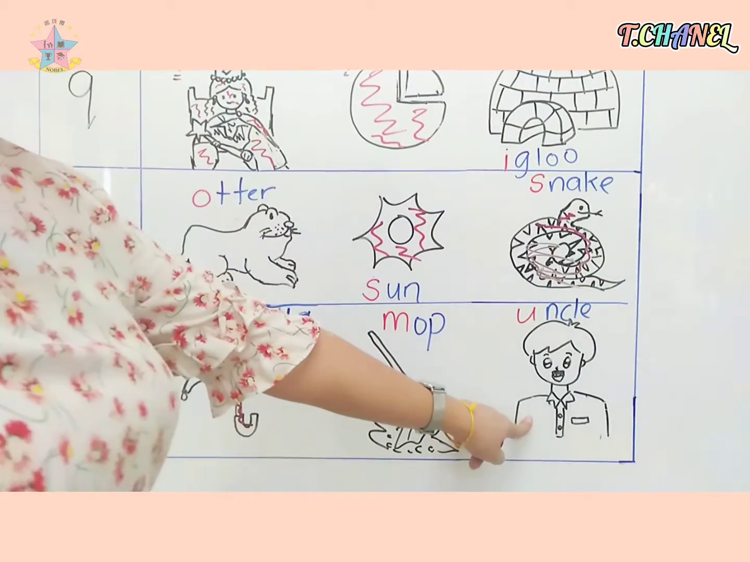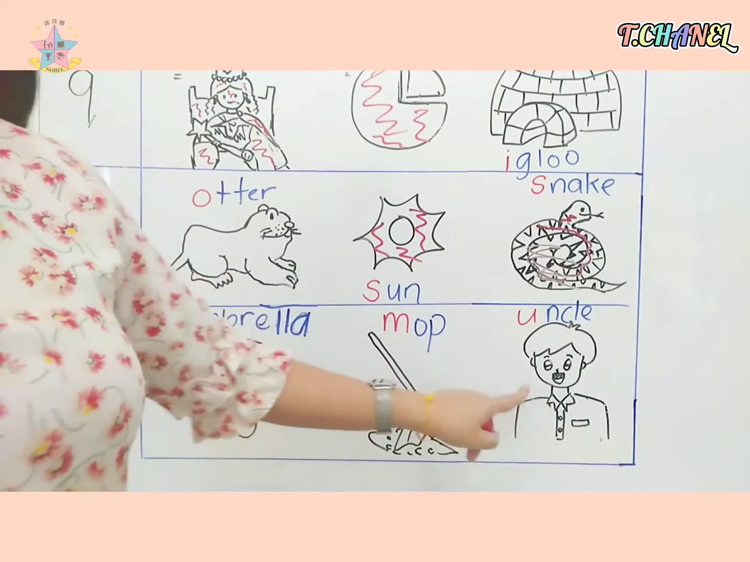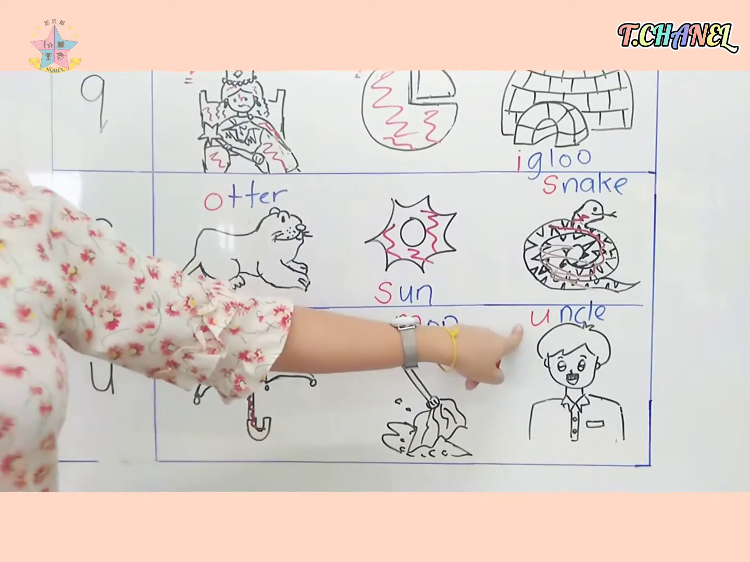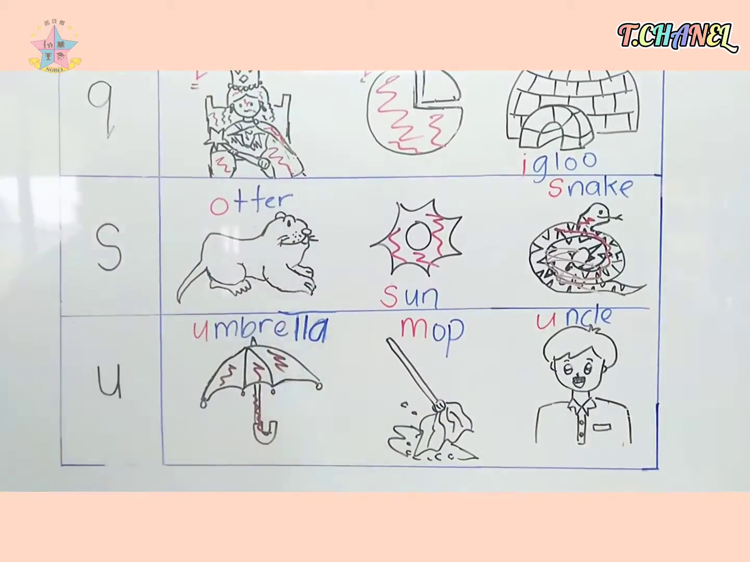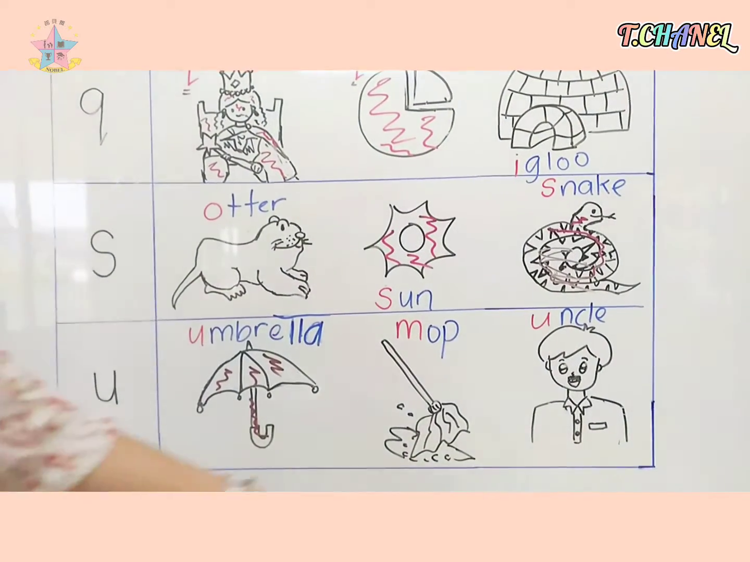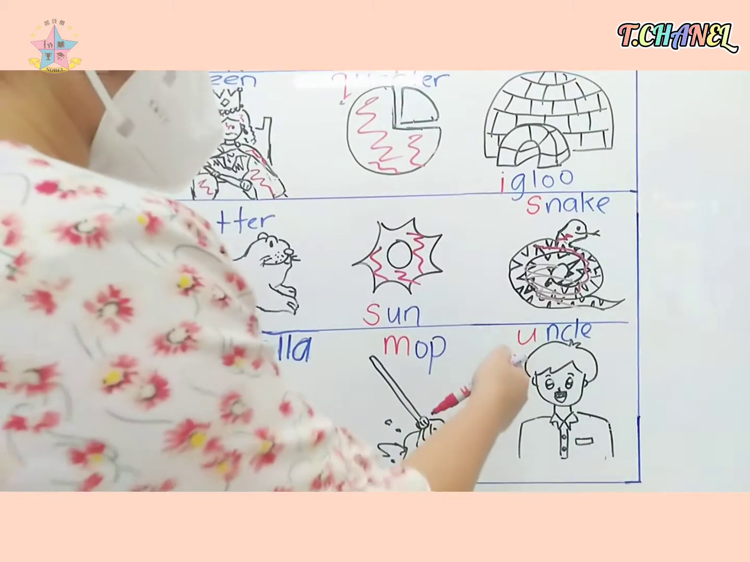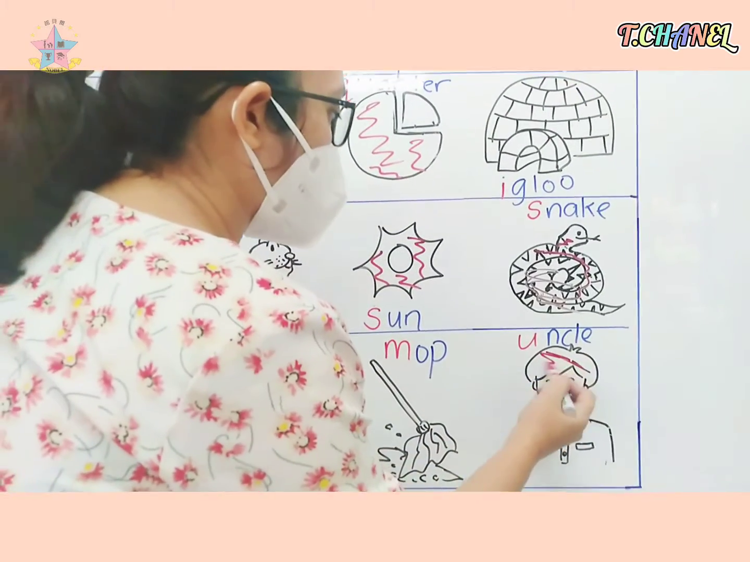What picture is this? This is the picture of uncle. U, uncle. U, uncle. Okay. Is uncle start with letter U? Yes. So color the picture.